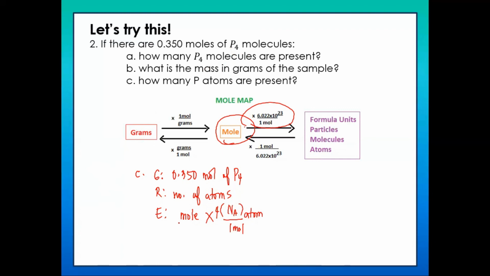So for our solution, so substitute lang natin 0.350 mole multiply to 4, open close parenthesis, the value of your Avogadro's number, 6.022 times 10 raised to 23 atom, okay, over 1 mole. So, cancel similar units. So, let's do the mathing here.